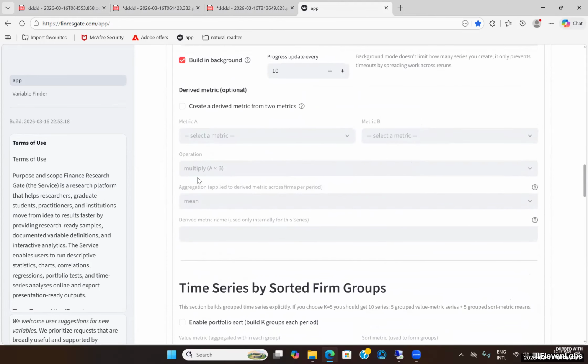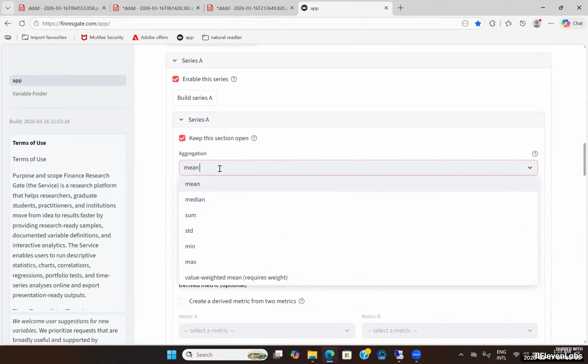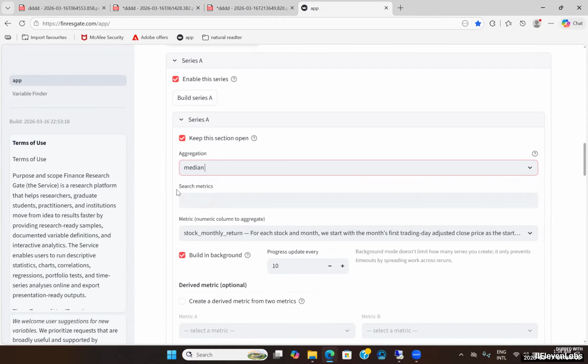Now, if you're looking to apply this approach to more than just a single firm, you'll need to specify your chosen aggregation method. So the question becomes, how do you intend to derive a single representative number that encompasses all these different firms for each given month? Are you planning to calculate the simple average, perhaps the total sum, or maybe even the median value? We're going to focus on the median value.